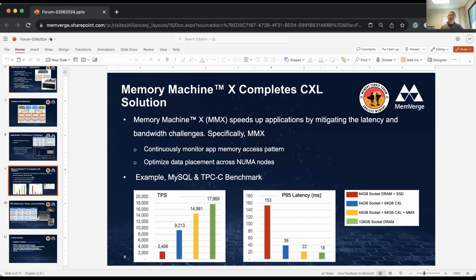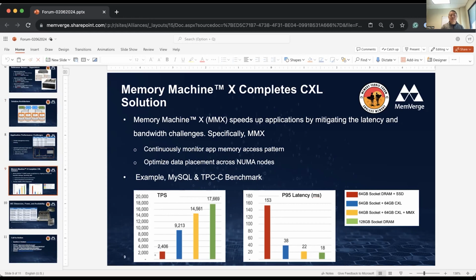Here's an example of MySQL and the TPCC benchmark. I have the transactions per second, TPS, on the left side, and P95 latency on the right side. These are the system configurations. It's the same CPU. I believe it's an Intel CPU. Originally, we have 64 gigabytes of memory, all on the socket.